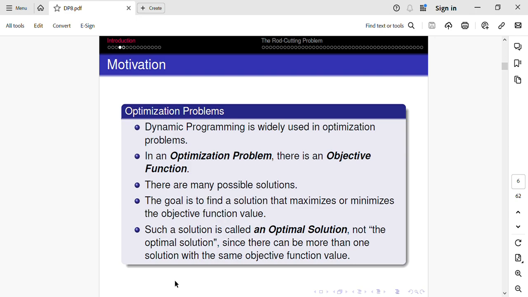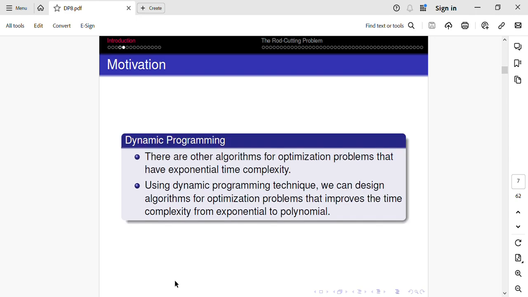So there are two types of optimization problem: maximization problems and minimization problems. And when you find such a solution, it is called an optimal solution. It is not called the optimal solution because there can be more than one solution with the same objective function value. And the main motivation for learning dynamic programming is how much improvement we gain by applying this technique.